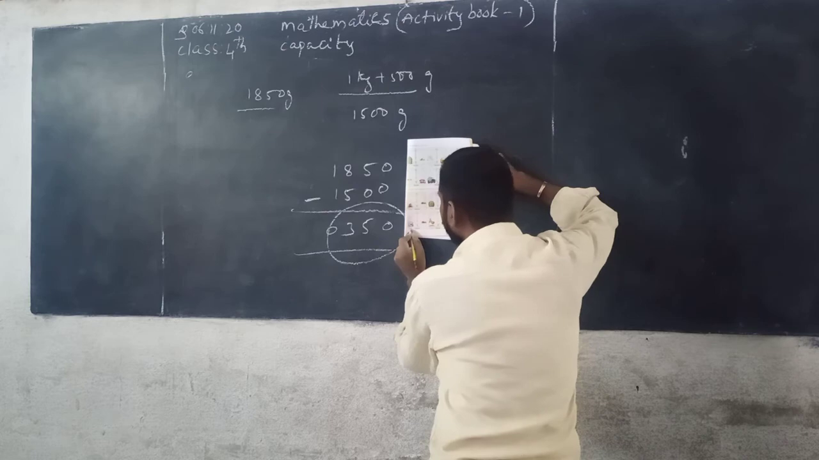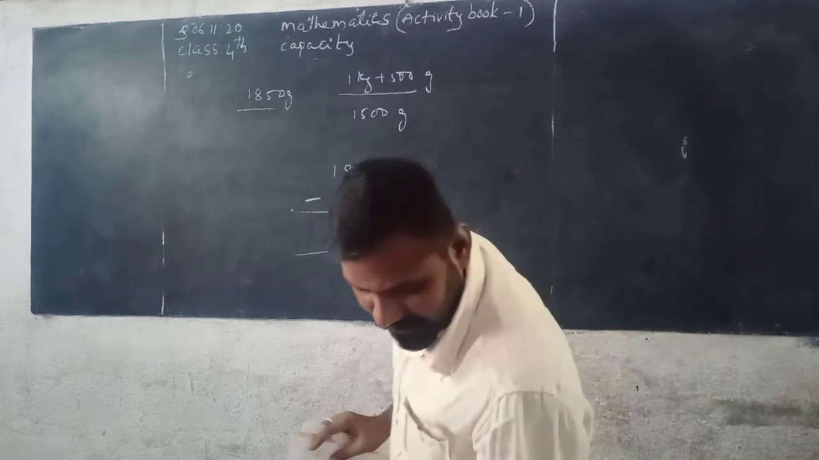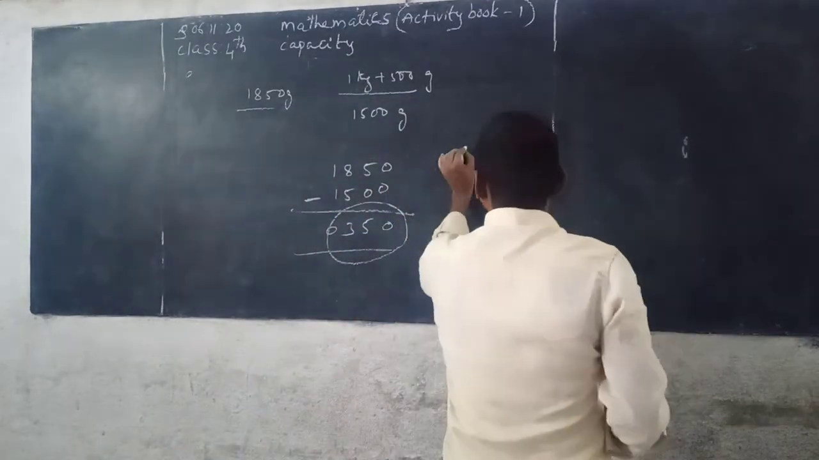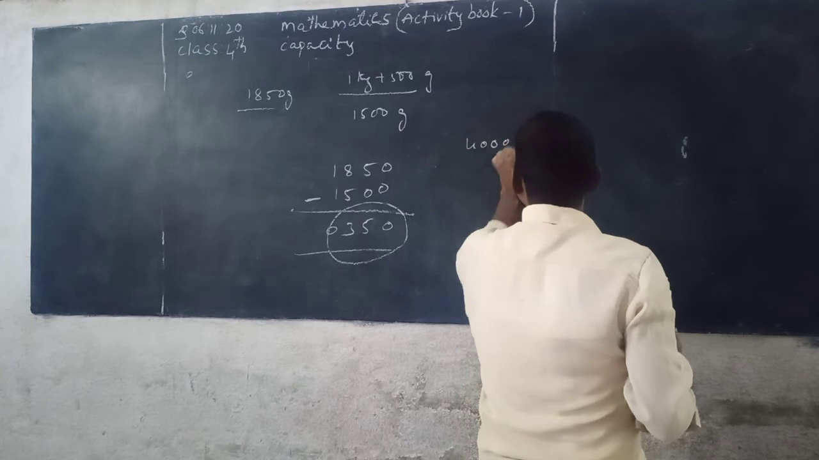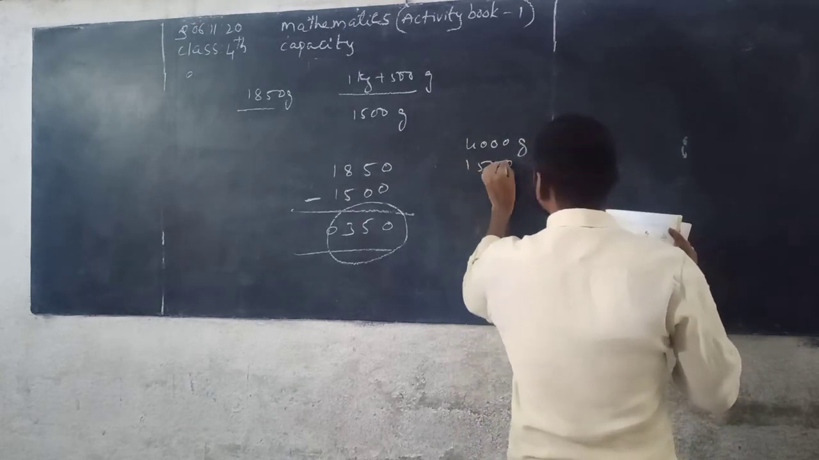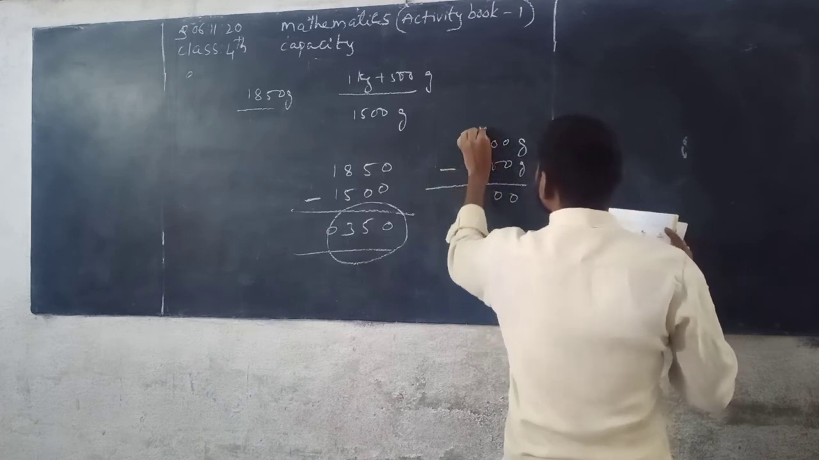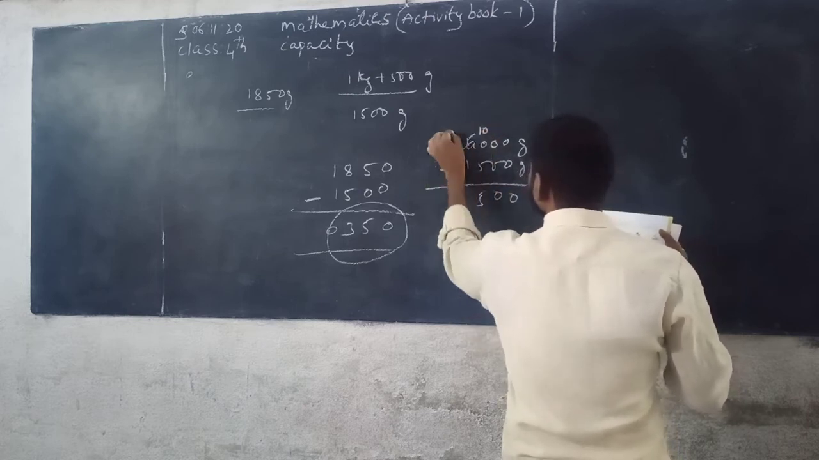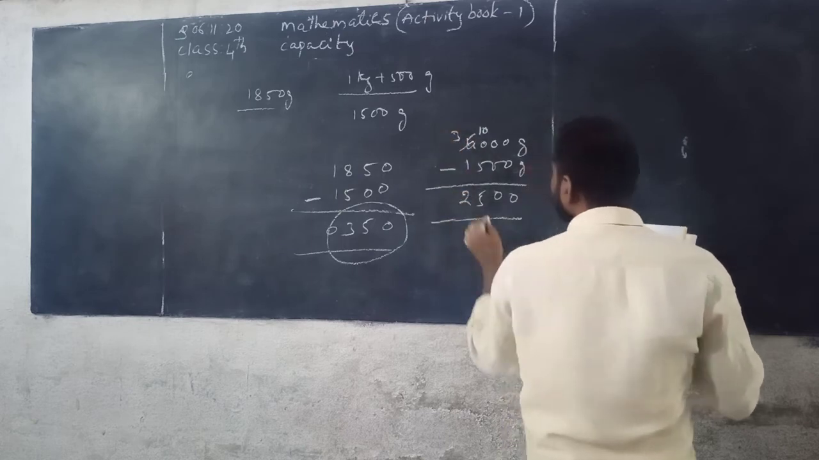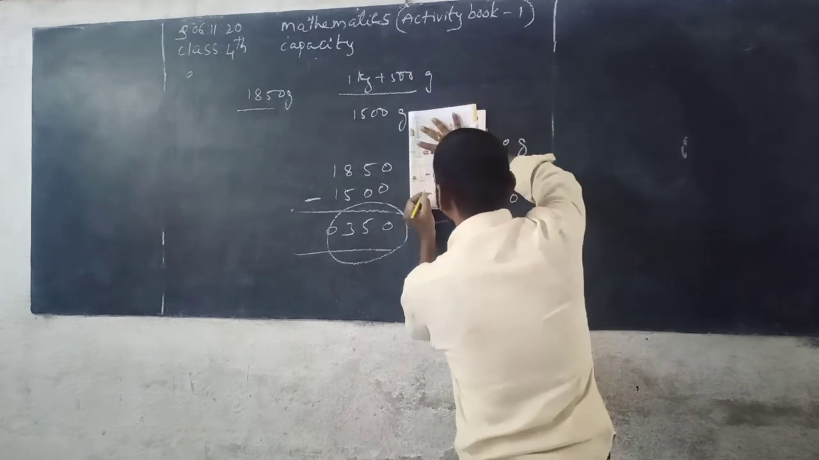Now next here 4 kg, now 1 kg 500 grams. So the remaining 4 kg means 4000 grams, and 1 kg 500 grams is 1500 grams. Then 0, 0, 10 minus 5, 5, cut it, 3, 3 minus 1. So you need 2 kg 500 grams. You can write here.